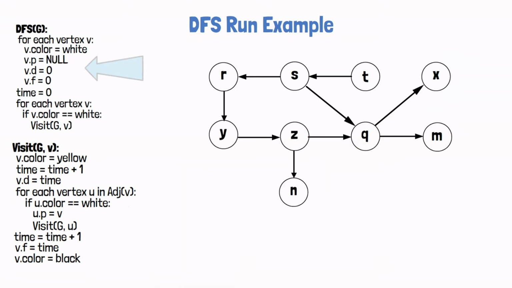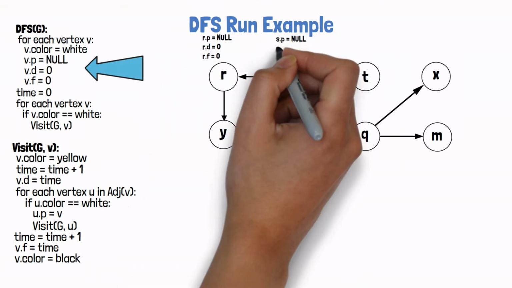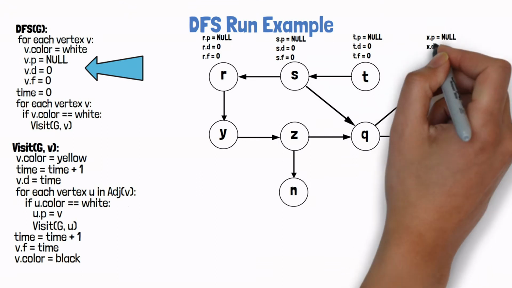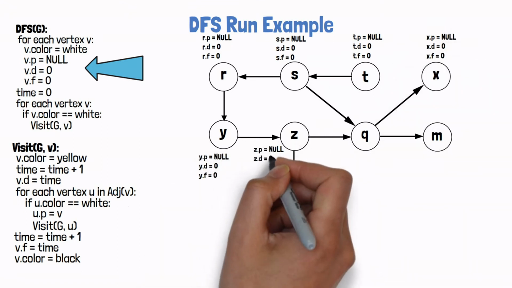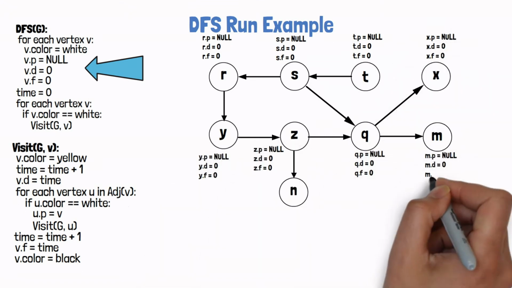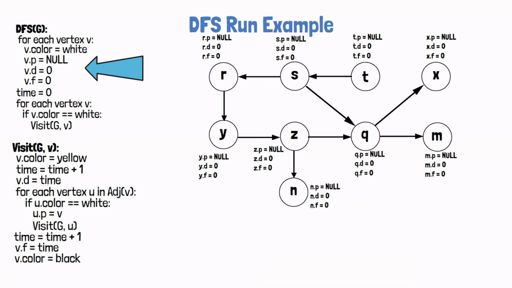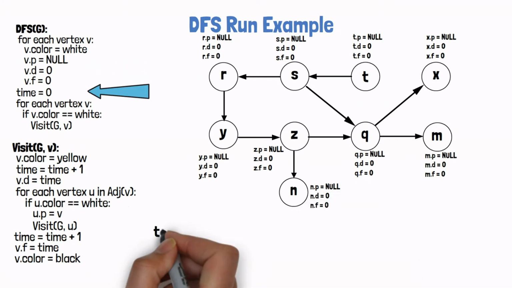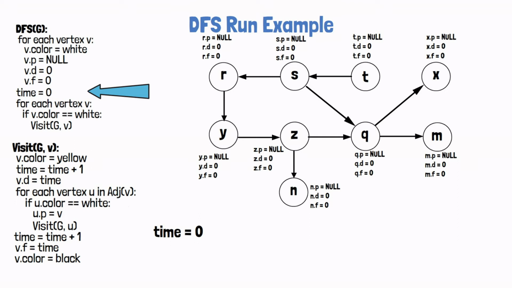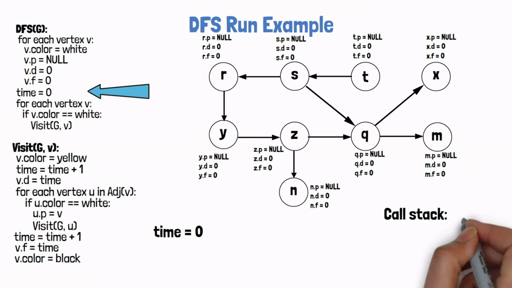We start with the initialization loop, setting for each vertex a null parent, 0 discovery time and 0 finish time, to mark it was not discovered and not finished. We also define a global time counter, starting with 0. Here on the bottom right, we'll monitor the call stack.